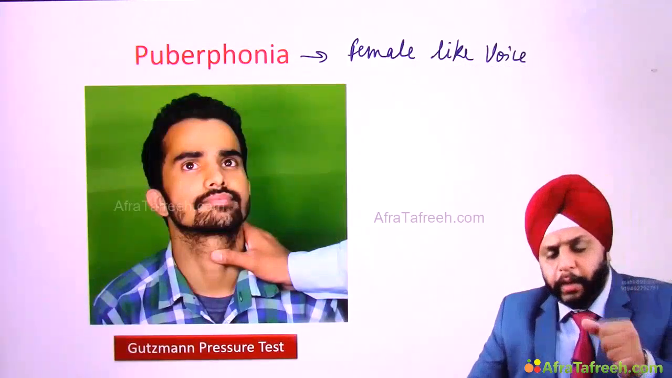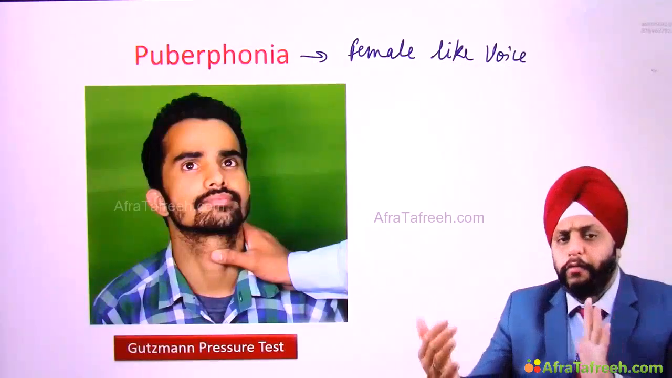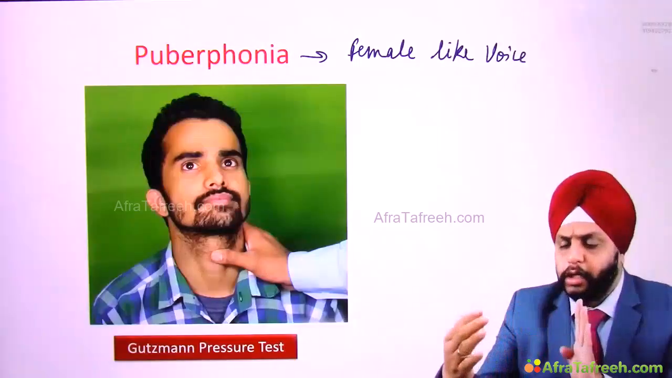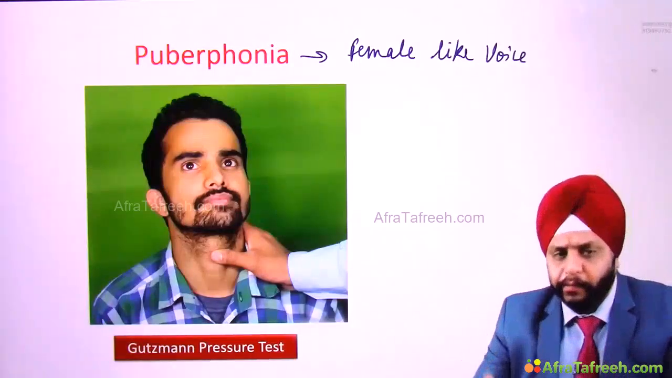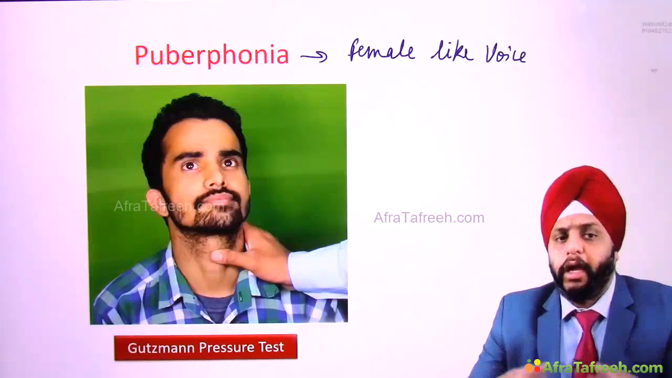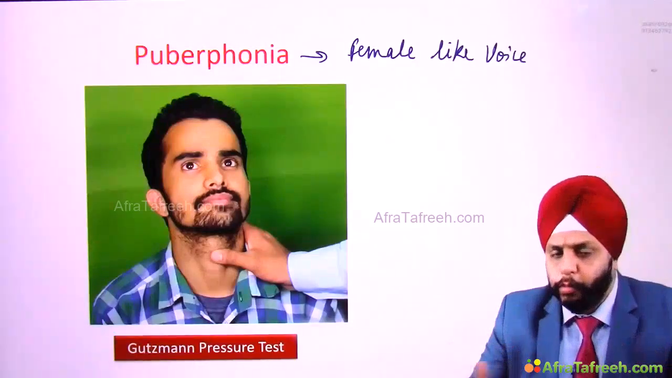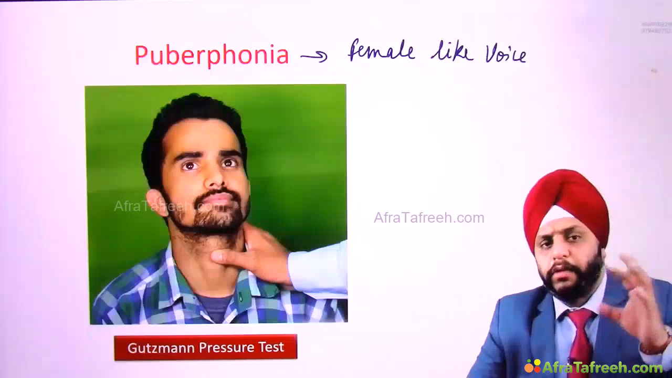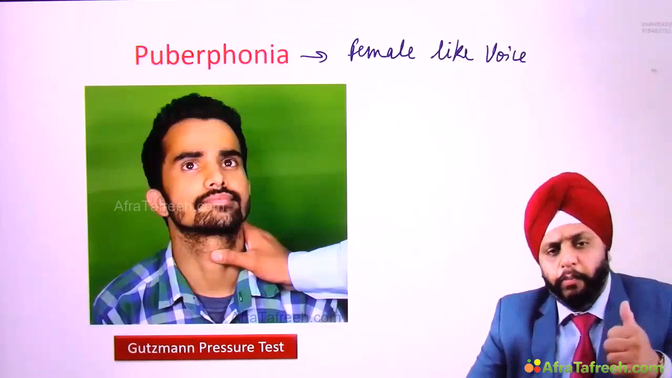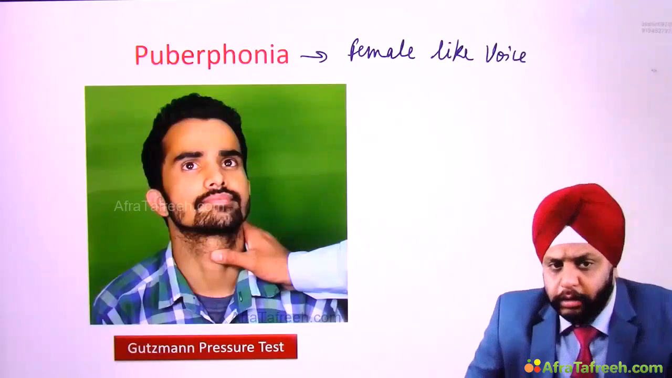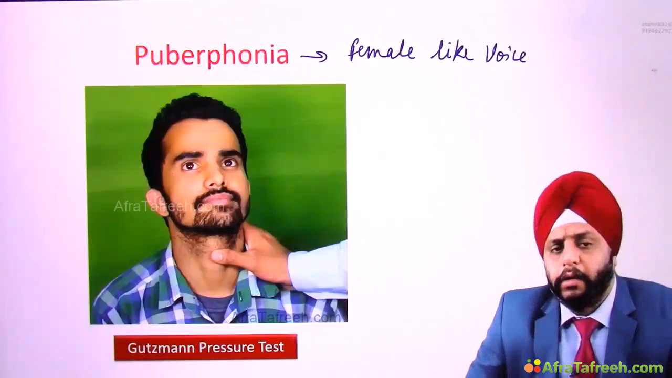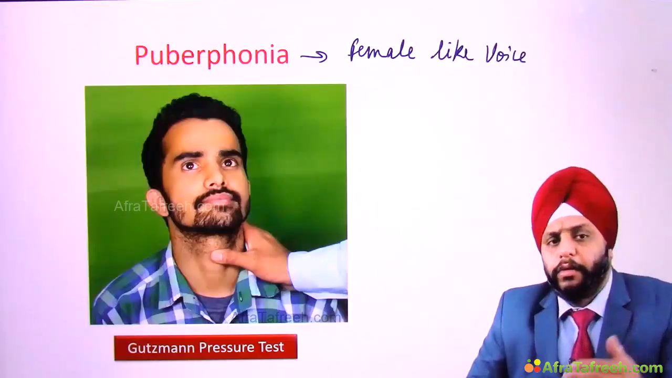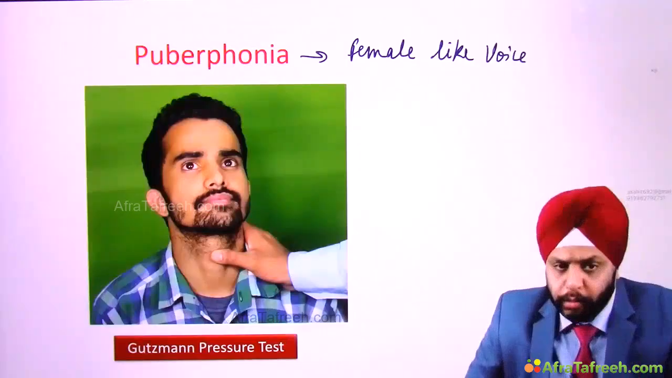When you press on the thyroid cartilage, the vocal folds are pressed anterior posteriorly, they go back, they relax, and the pitch becomes a low pitch voice. So the high pitch voice converts into low pitch when you press on the thyroid cartilage. That's known as the Gutzmann pressure test. It is done to confirm puberphonia and whether we can improve it or not.